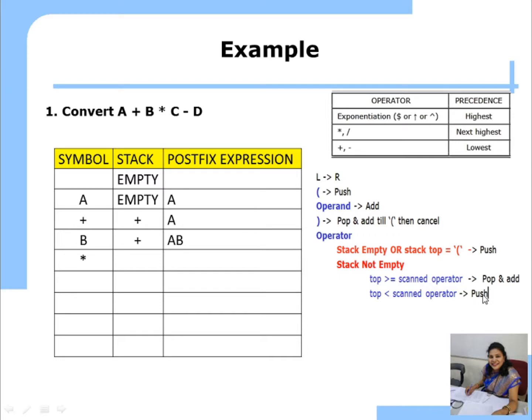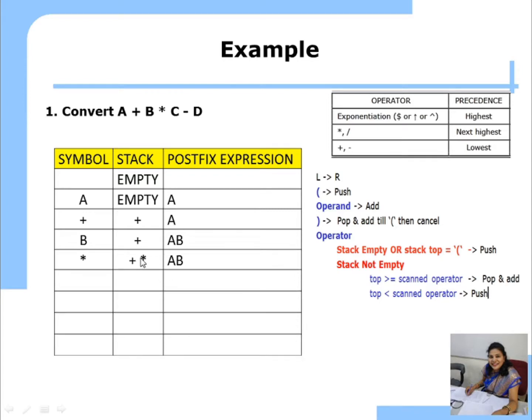So we are going to perform push. We are going to push the multiplication sign on the stack. Now what does the stack have? Plus. So the stack will now have two items, plus and multiplication. And which one will be at the top? Of course multiplication. Last in, first out. See, plus and multiplication. And the postfix expression will remain unchanged.